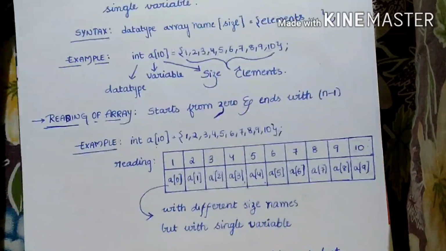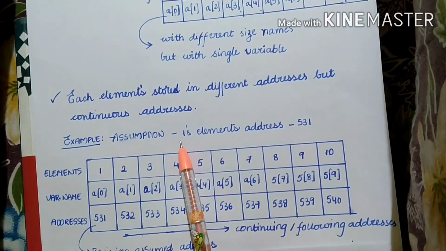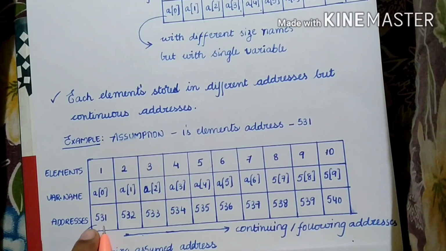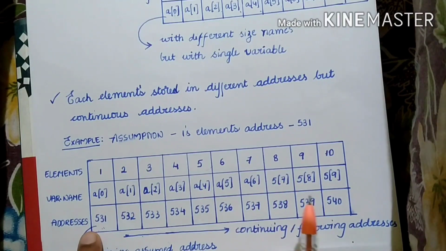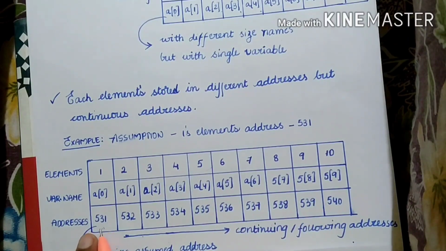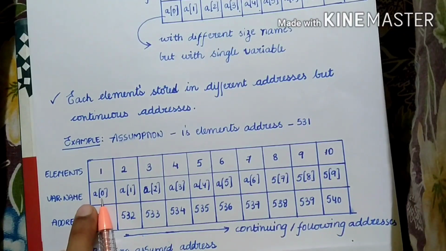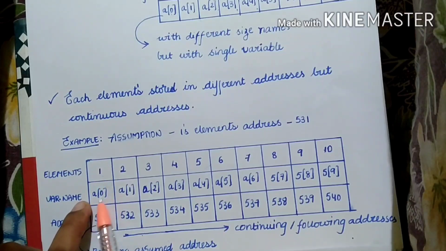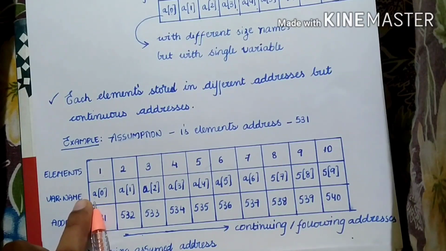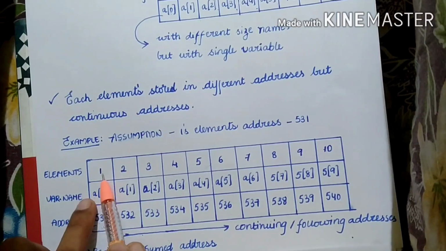So let's assume the first element's address is stored in 531. It may be anything, 1024 or anything, no problem. I'm assuming it as 531. So variable a[0] contains 1. This is the main variable, remember it. And the internal variable is a[0]. In this a[0], 1 is stored.